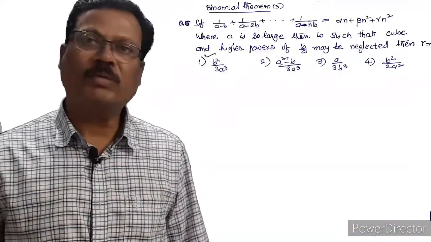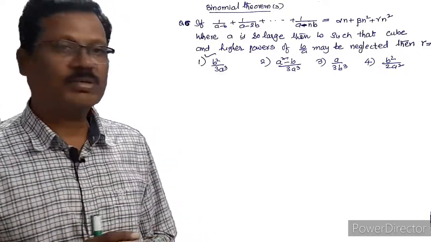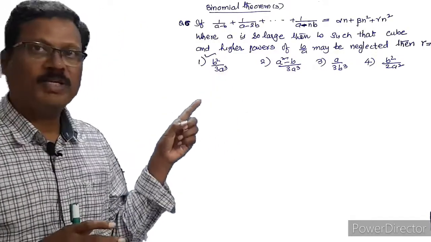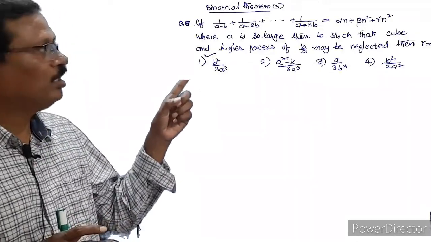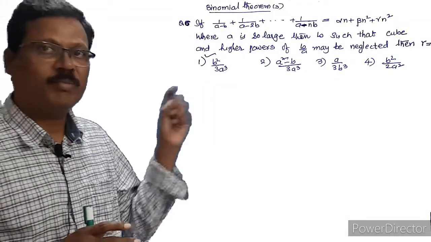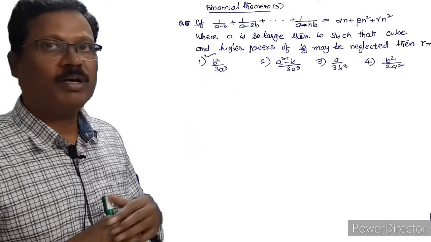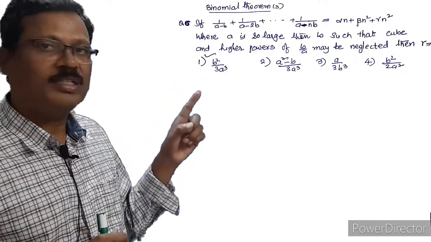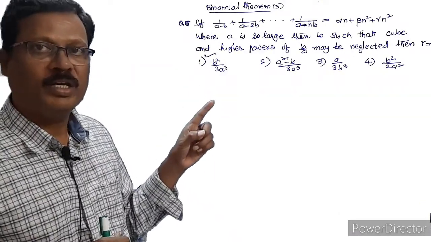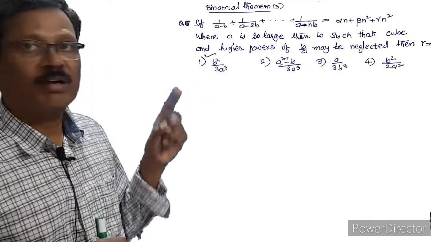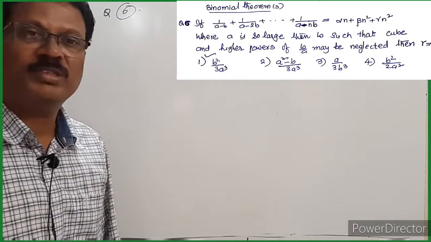And the third problem in the binomial theorem. This is question number 6. 1 by (a minus b) plus 1 by (a minus 2b) plus 1 by (a minus 3b) up to 1 by (a minus nb) is equal to alpha n plus beta n square plus gamma n cube. And a is larger than b such that the cube of b by a may be neglected. Then what is the gamma in this?